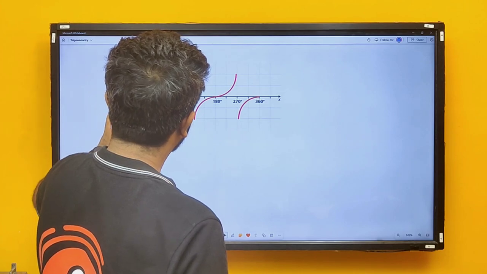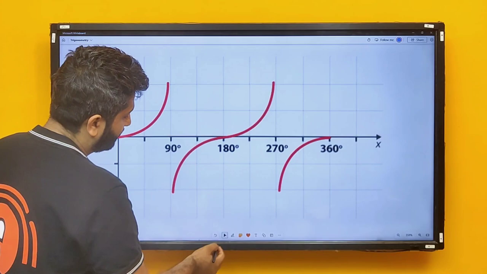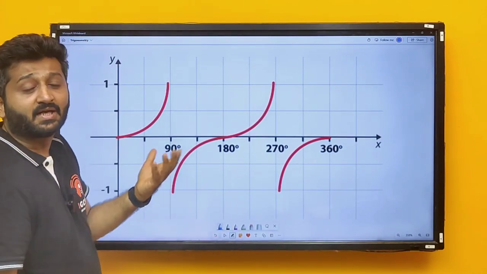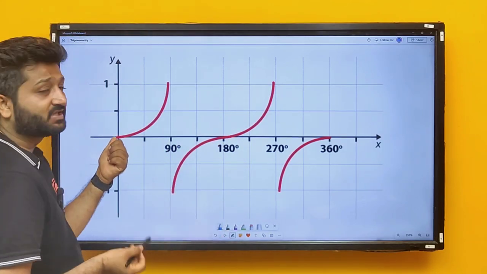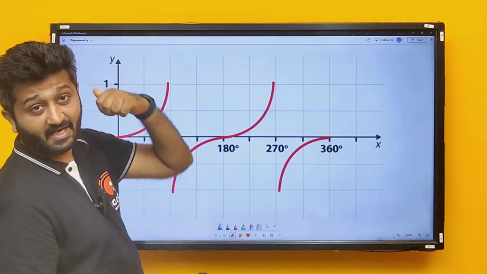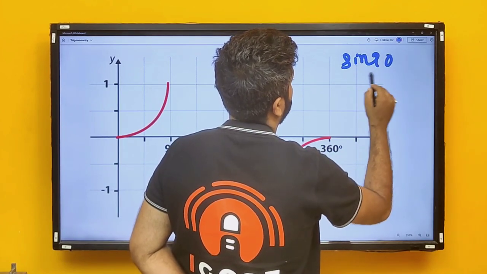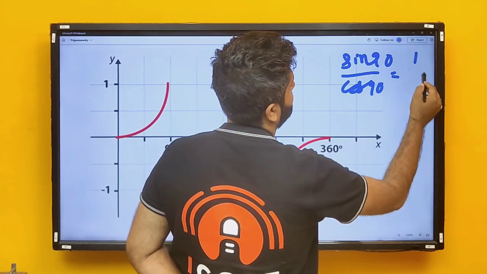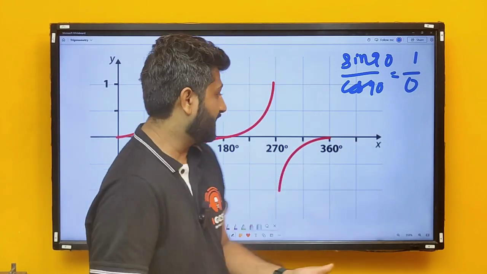Let's move to the last part, which is the graph of tan. Now again, if you want to draw the graph of tan, you can plot using the table function or simply with the values. Tan 0 is 0, tan 45 is 1, tan 90 is infinite, because tan 90 is sine 90 by cos 90. Now sine 90 is 1, but cos 90 is 0. So 1 by 0 is not defined.